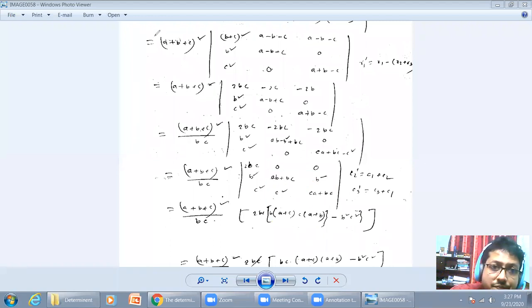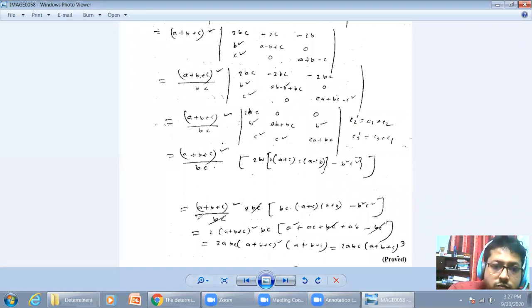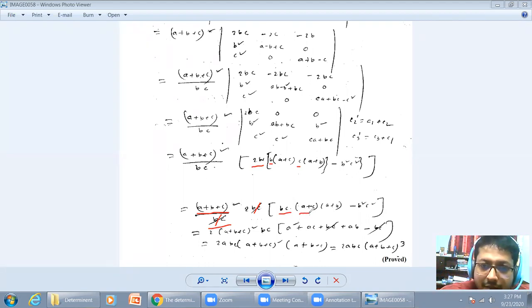Now we can write A plus B plus C whole square by BC, twice BC common part, and we can remove BC, BC. So B and C we can write in the same part, and A plus C, A plus B minus B square C square. Now twice A plus B plus C whole square BC. When we take BC common from outside the bracket, B square C square is only BC remaining.